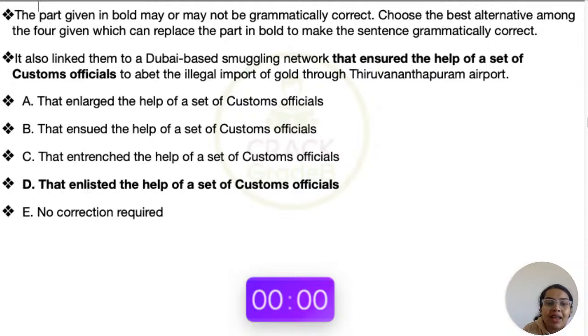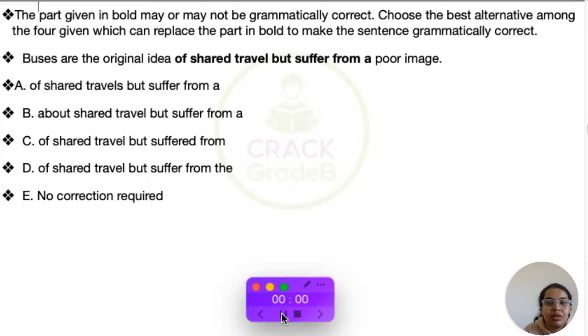Enlisting the help is actually taking the help. So a formal way, if I'm taking help of someone, or there is another person who is helping me, in that case हम उसे enlist करना बोलते हैं. In a sense, enroll karna. So they took the help of a set of officials. Instead of saying that, we are saying enlist. This was vocab based more than the grammar part.